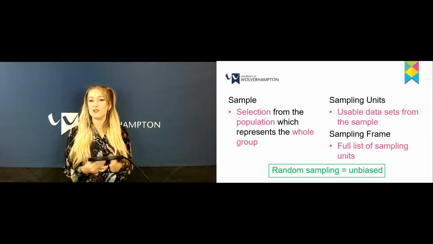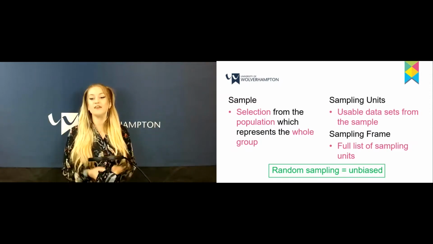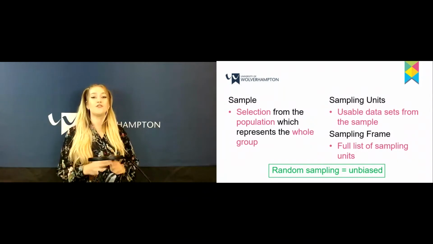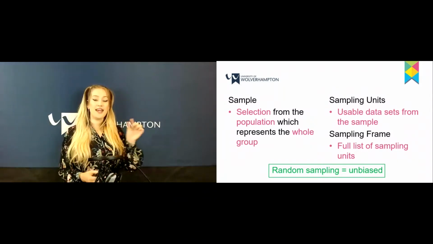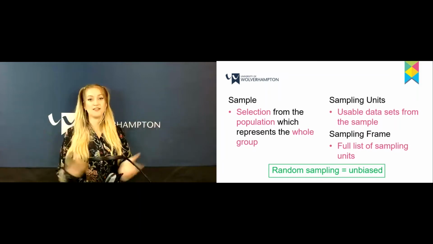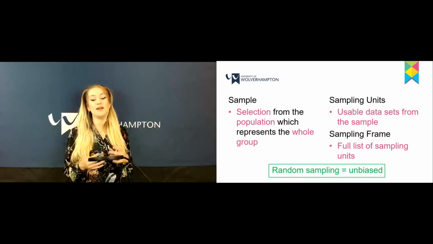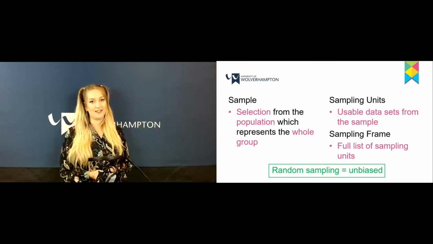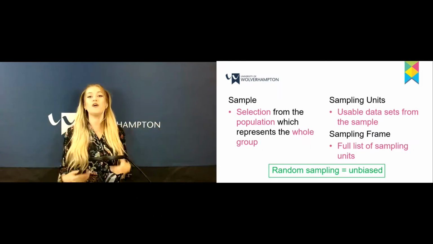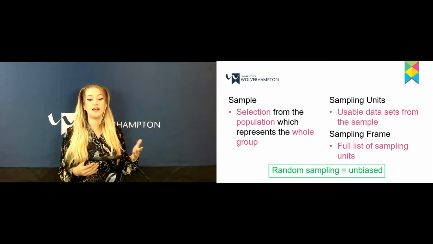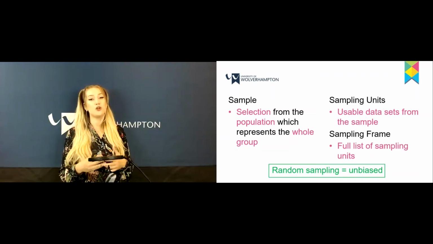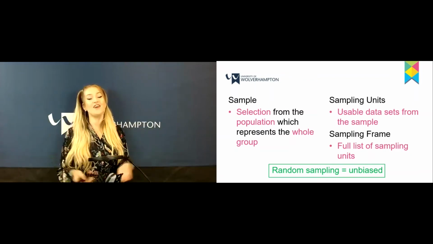Now, some keywords to remember within your sampling. Sampling units are the usable data sets from that sample. So each piece of data out of that sample. And then your sampling frame is a full list of those sampling units. And just to really drive in the importance, when you're doing sampling, it has to be a random sample, as this will keep your data unbiased and it will be a true representation of the group.